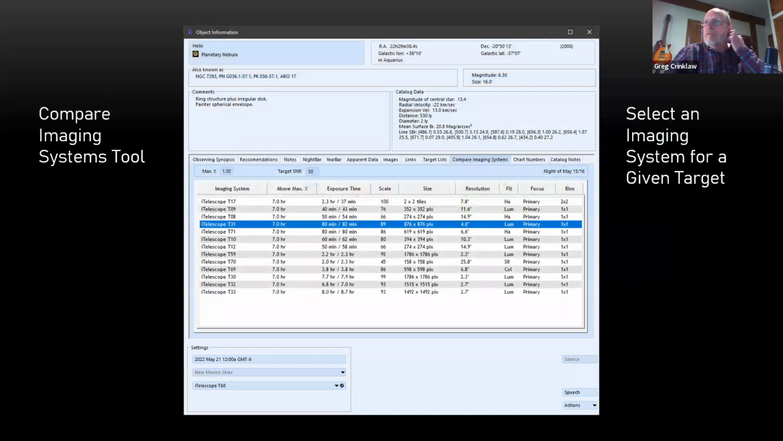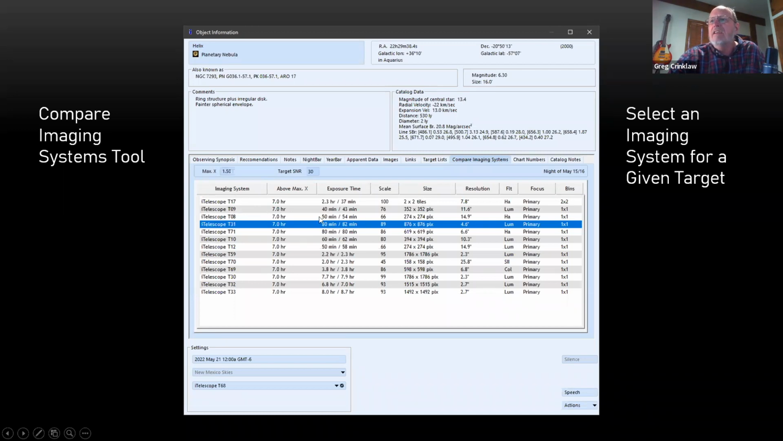Something that's really useful for iTelescope is that you can compare imaging systems. This is the compare imaging systems tool. So in this case, we're going to turn it around. We're going to say, for the Helix, which imaging system is the best? And then it's going to rank them. So the one at the top is T17. But with that one, we're going to have to make a mosaic because it's so big.